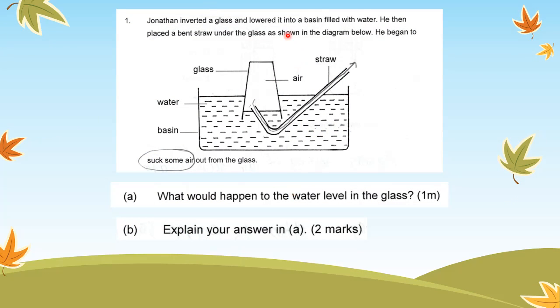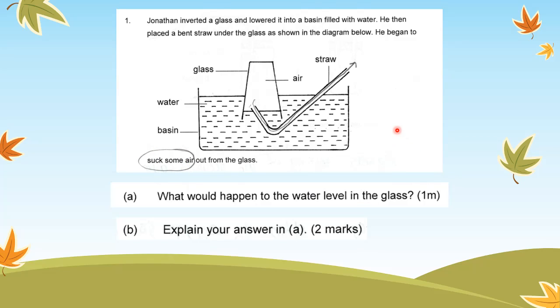Now, Jonathan inverted a glass and lowered it into a basin filled with water. He then placed a bent straw under the glass as shown in the diagram below. He began to suck some air out of the glass. Now, I already circled a very important point: suck out some air.